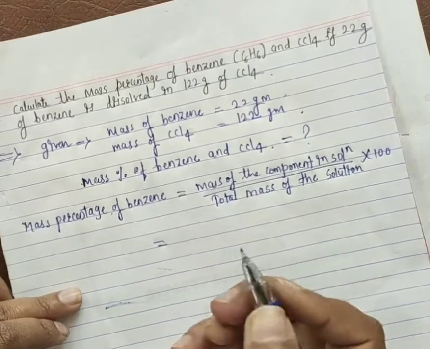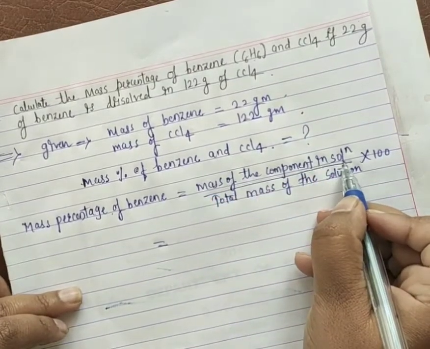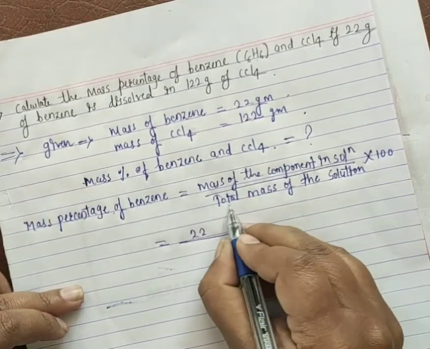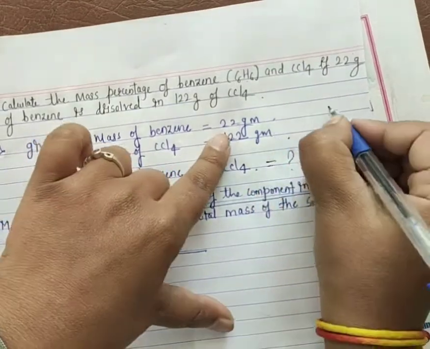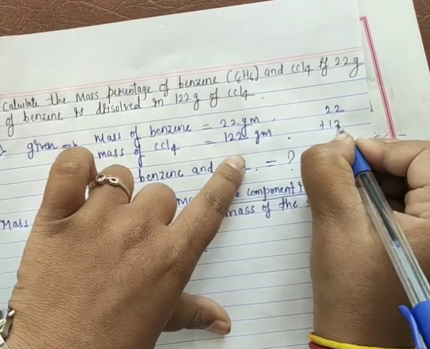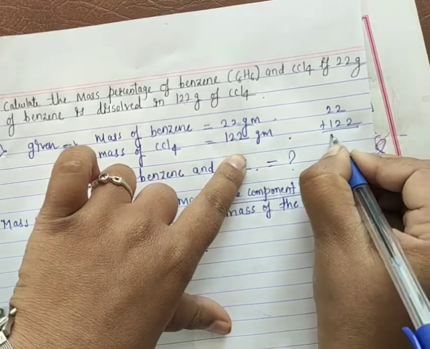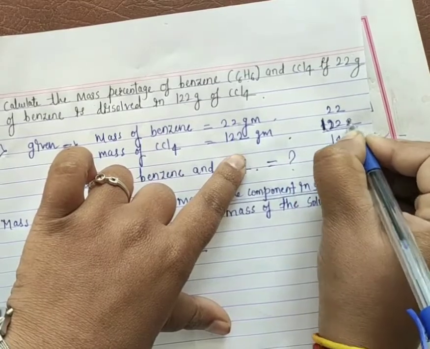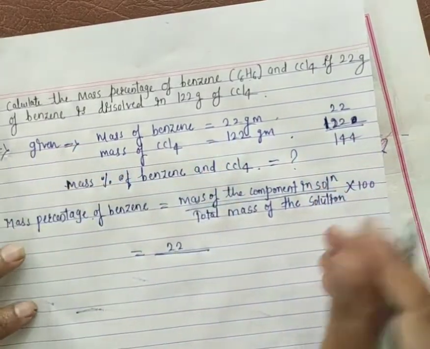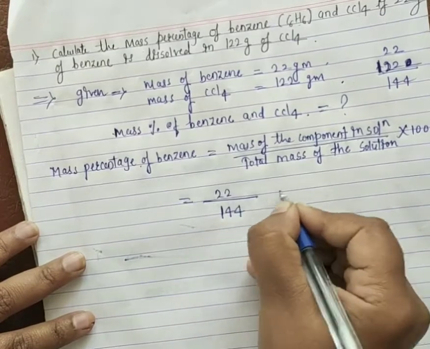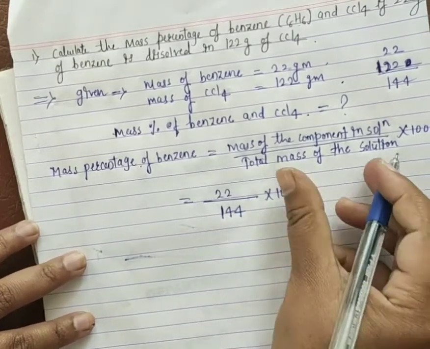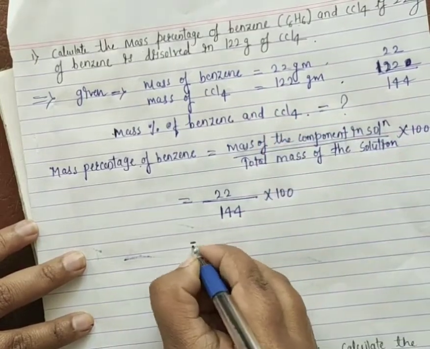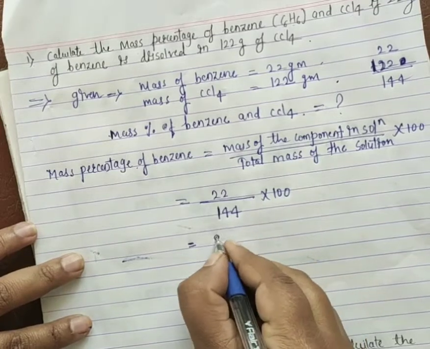So now put the value here, mass of the component in the solution. So what is the mass of the benzene here? We have 22 gram divided by total mass of the solution. Now total will be 22 plus 122. How much you are getting there? You are getting 144. Because total mass of the solution, you have to combine both of these. So I am getting here 144 into 100. So if I find the percentage, I am getting 15.27%.